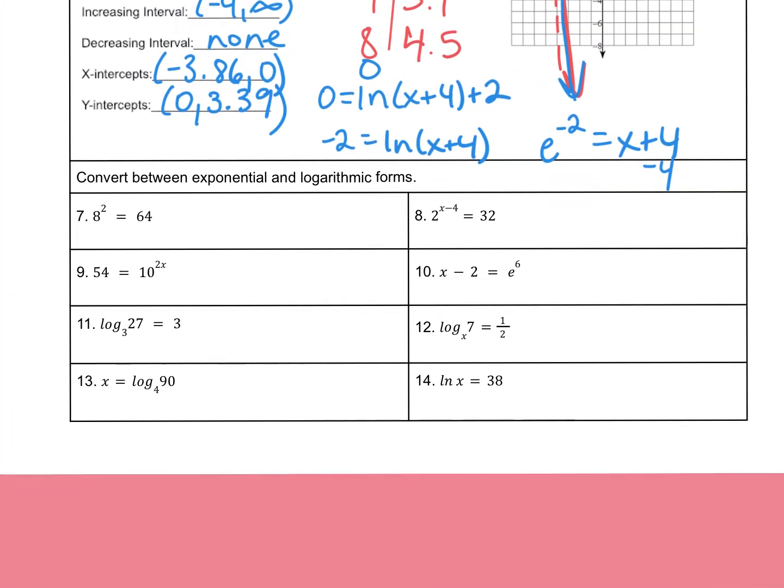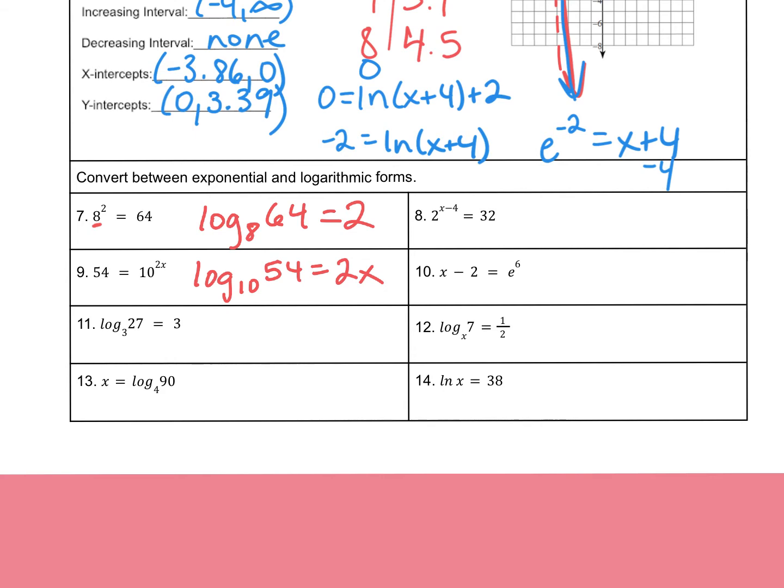Okay. Keep going. Convert between exponential and logarithmic forms. So this is super easy. You don't have to do any solving if the directions just say to convert. Okay? So what it means by this, log my base is 8 of 64 equals that exponent of 2. Okay, log my base is 10 of 54 equals 2x. Again, we're not solving, it just says convert. Okay, we won't solve until it says to solve.